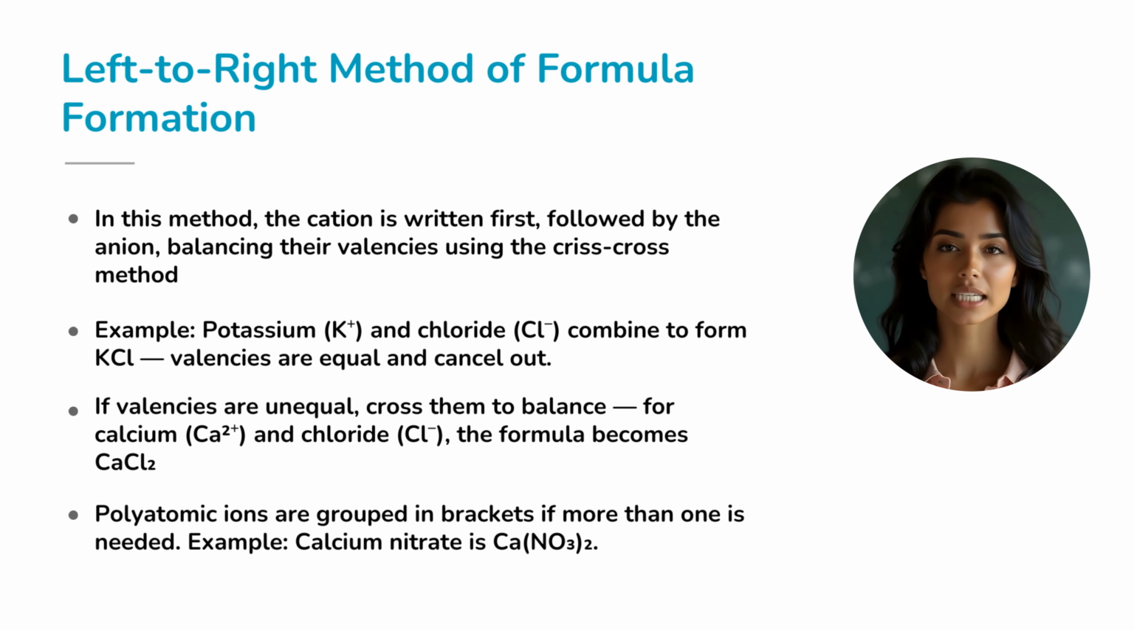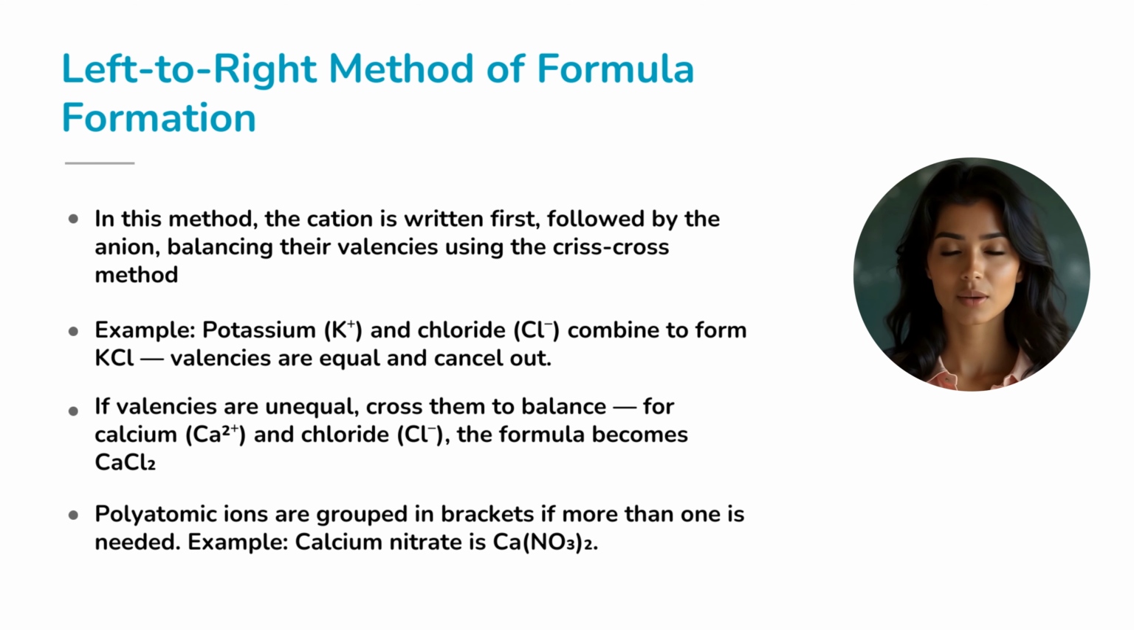Since the charges are equal and opposite, they cancel directly. So the formula becomes KCl, potassium chloride. Let's now look at calcium and chlorine. Calcium has a valency of 2, written as Ca2+. Chlorine has a valency of 1, or Cl-. Now we apply the crisscross method, bring down the valency of calcium to chlorine and vice versa. This gives us the formula CaCl2, calcium chloride.